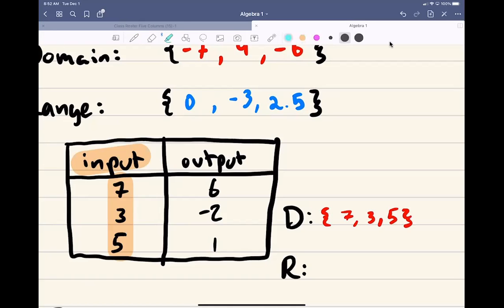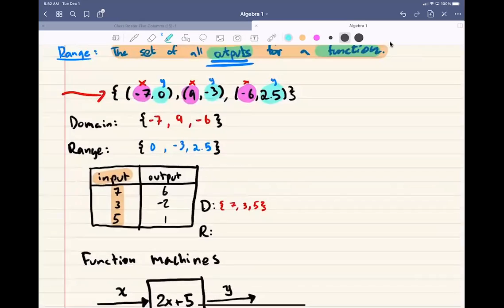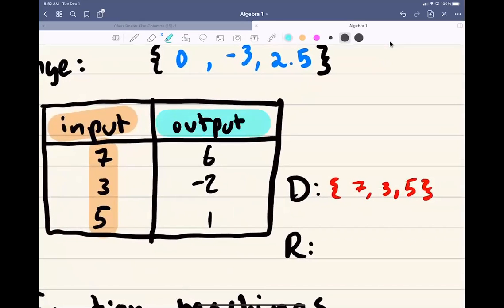And then if you look at it, the range is the outputs of a function, right? So outputs, that means it's going to be this column, all right? So when we write our answer, our range is going to be all the numbers in the output column. So it's going to be 6, -2, and 1. Right, so all these numbers here are our range.